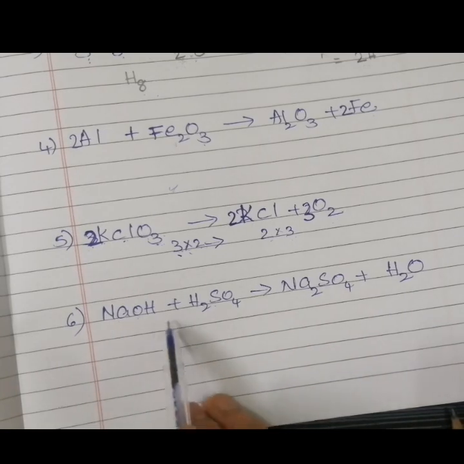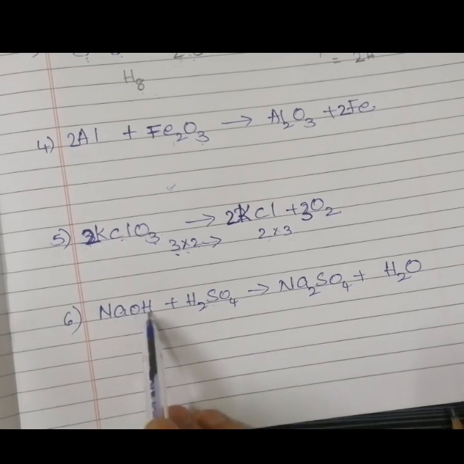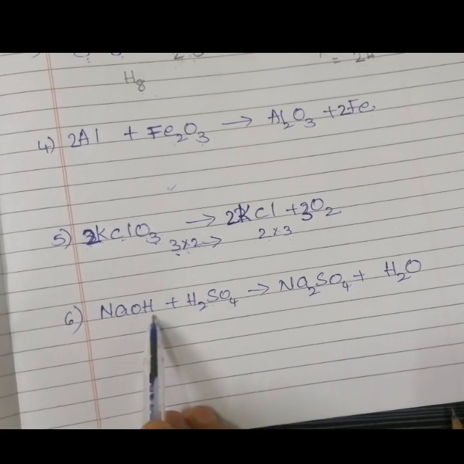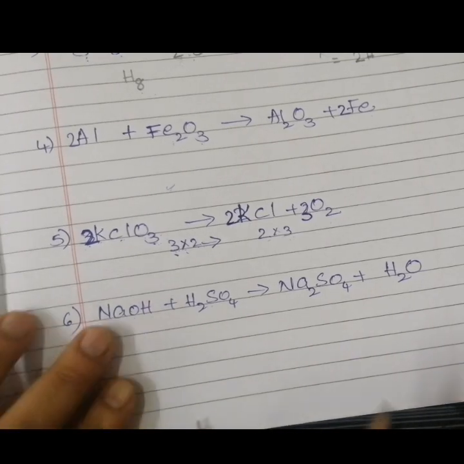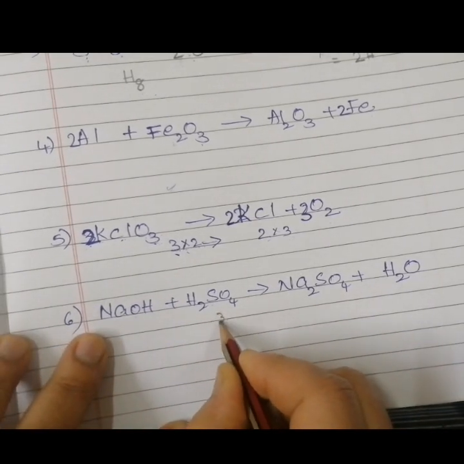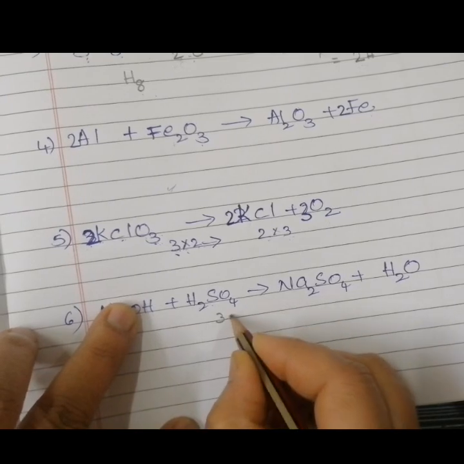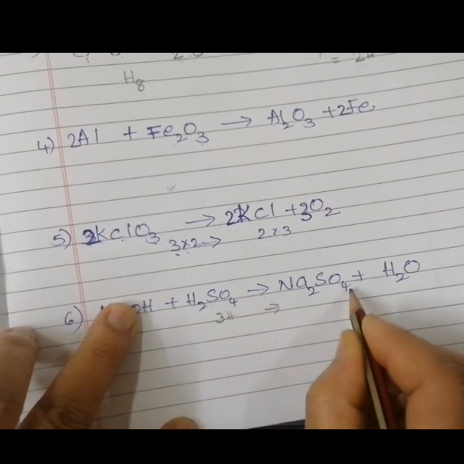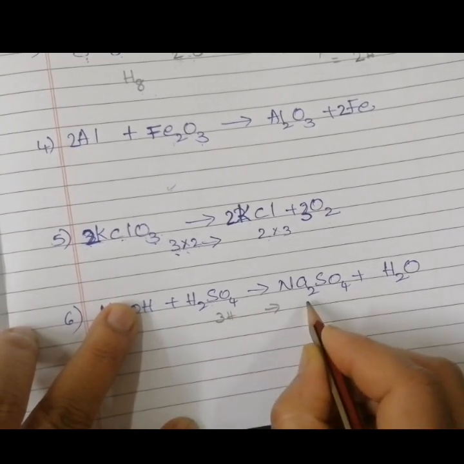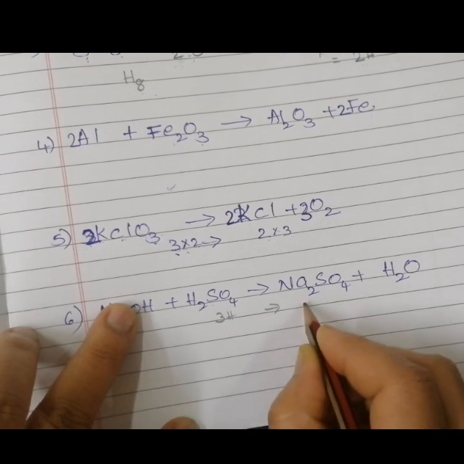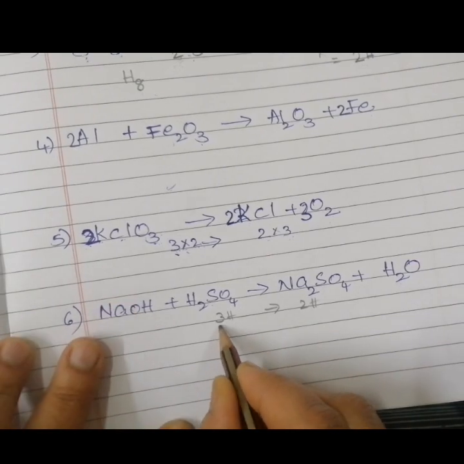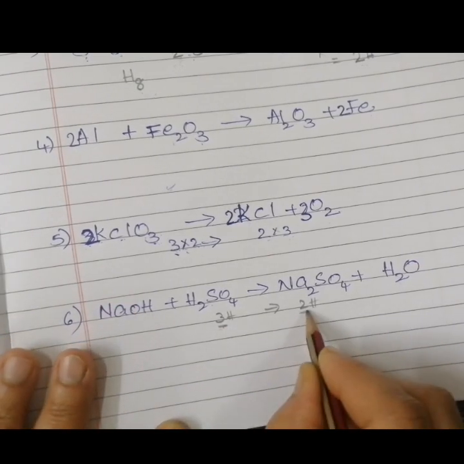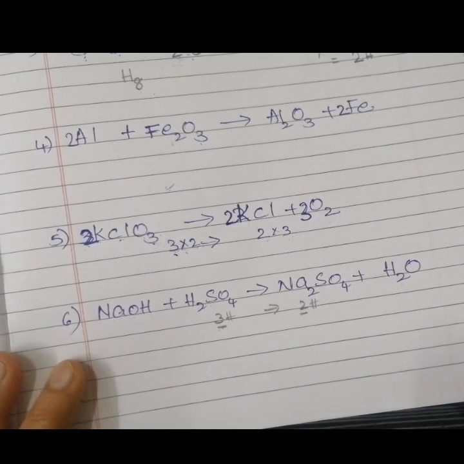Now we'll check the hydrogen. How many hydrogens are there here? 2 plus 1, 3 hydrogens. How many hydrogens are there here? 5 hydrogen. Here how many hydrogens are there? 2 plus 1, 3 hydrogen. Here how many are there? 2 hydrogens. 2 hydrogens, 3 hydrogen. See, odd and even are there. So now only one we have to balance.